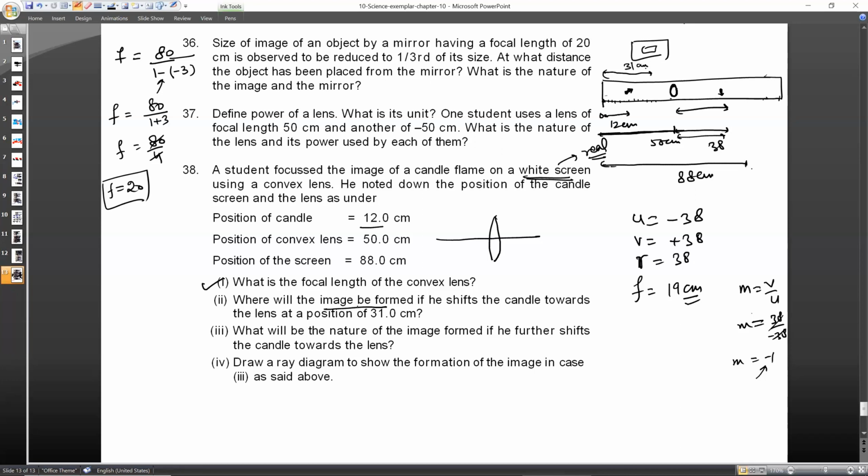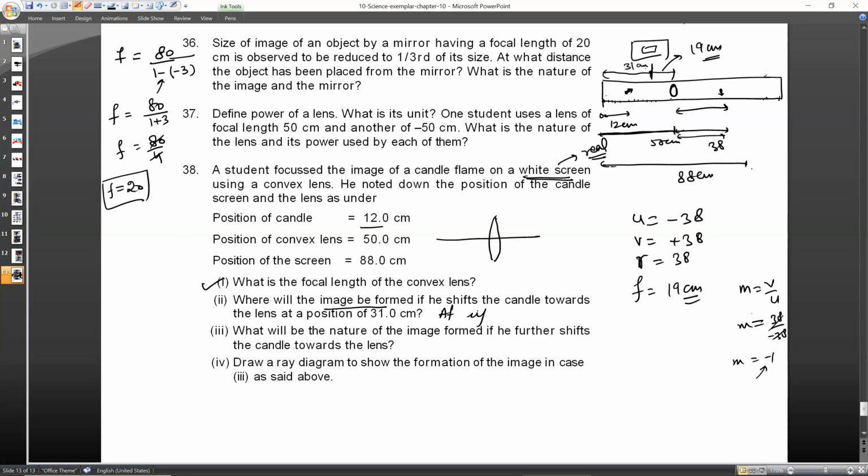Abir, are you there? Yes, sir. In a simple case, if you are placing the object at 31, then how far is it from the lens? Tell me fast. The lens is at 50 and you have placed the object at 31, so the object will be at 19 centimeter. Yes, sir. And if the object is placed at focus, where is the image going to form?